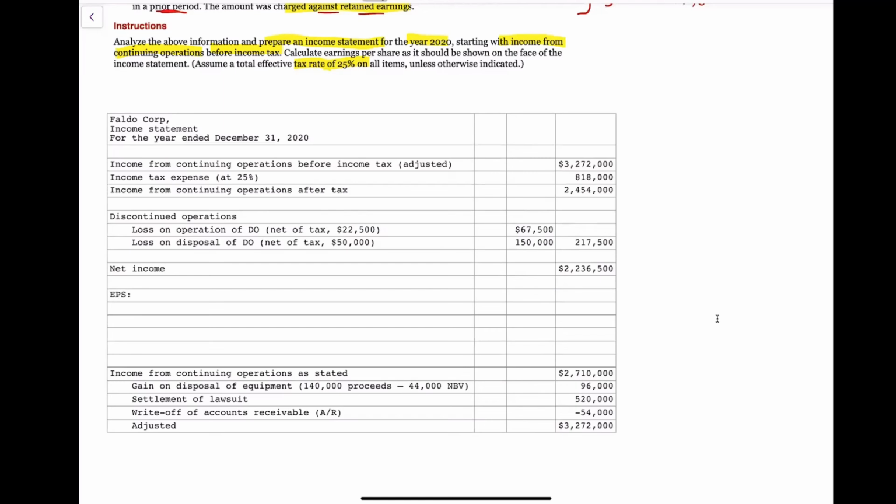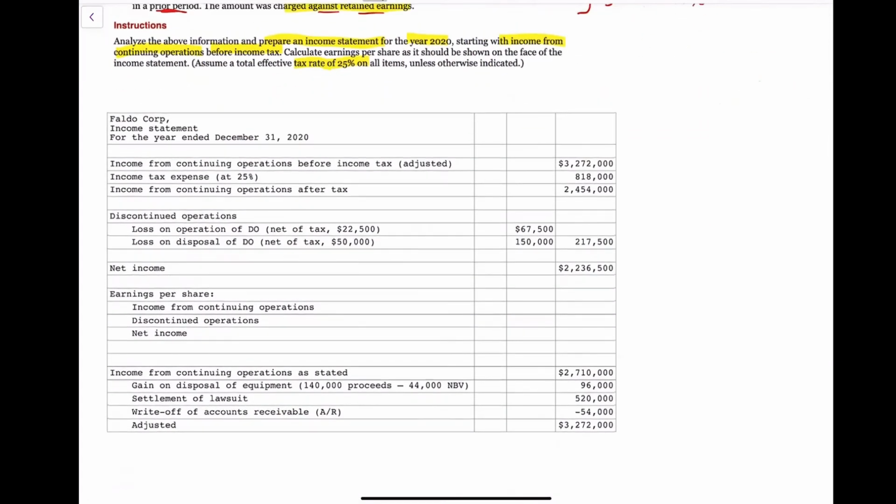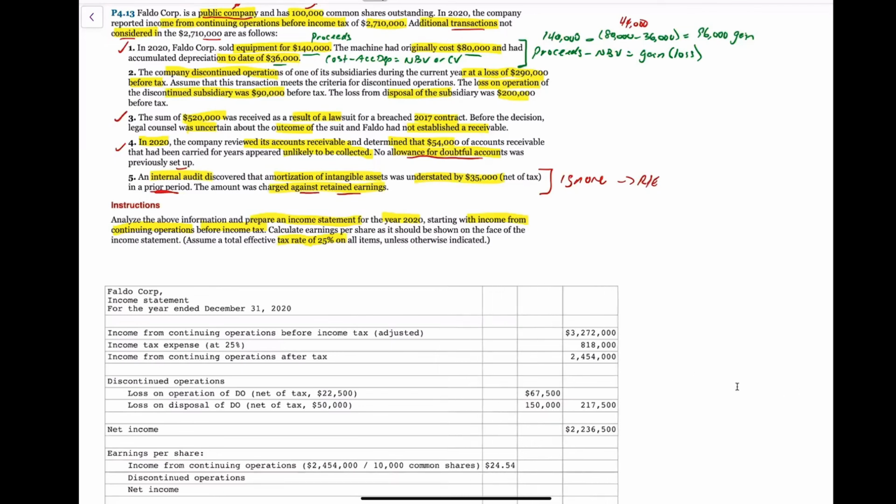And how are we going to report our EPS? So you have income from continuing and discontinued operations, just like the last one we did, and net income. So three line items. What is the EPS on the continuing operations? Okay, then that's 24.54. I'll just show the calculation, 2,454,000 divided by 100,000 common shares. And what about the DO? 2.18. Positive or negative? Negative, because that's a loss on the DO.